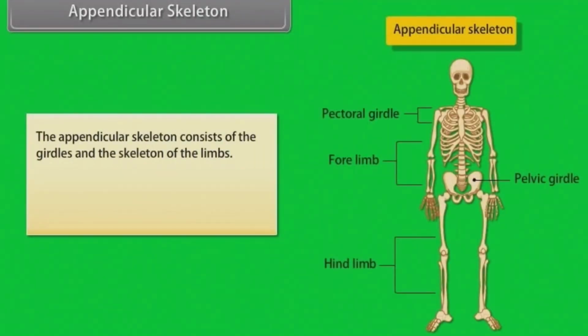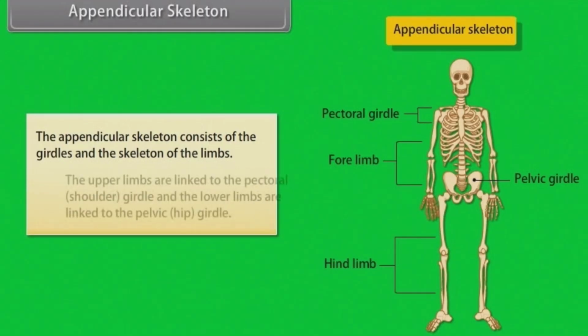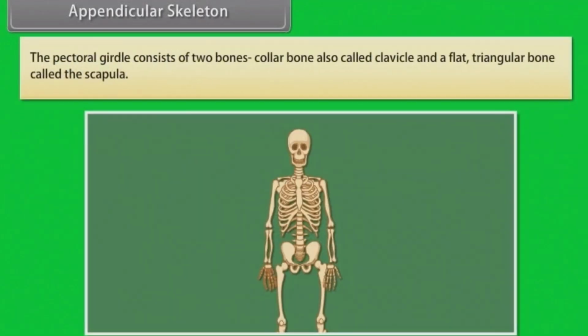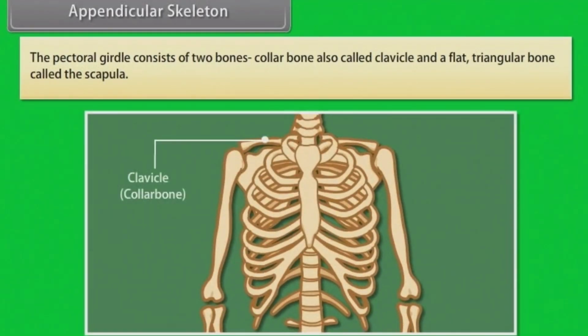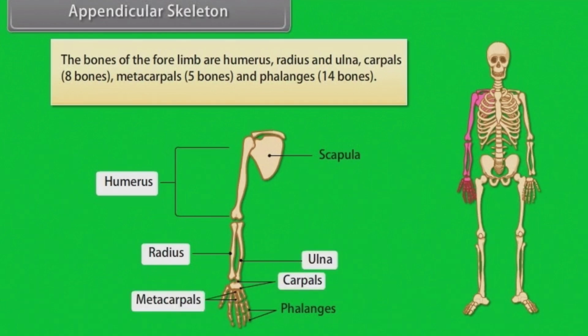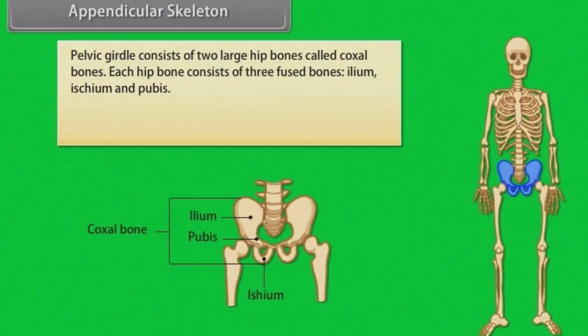Appendicular skeleton. The appendicular skeleton consists of girdles and the skeleton of the limbs. The upper limbs are linked to the pectoral or shoulder girdle and the lower limbs are linked to the pelvic or hip girdle. The pectoral girdle consists of two bones, the collar bone, also called clavicle, and a flat triangular bone called the scapula. The bones of the forelimb are humerus, radius, and ulna, carpals, 8 bones, metacarpals, 5 bones, and phalanges, 14 bones.